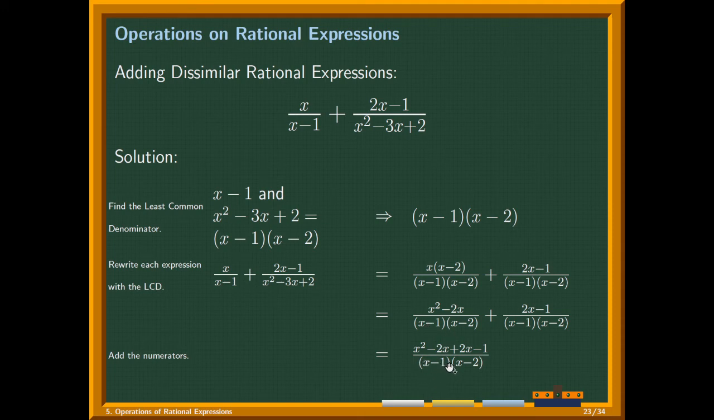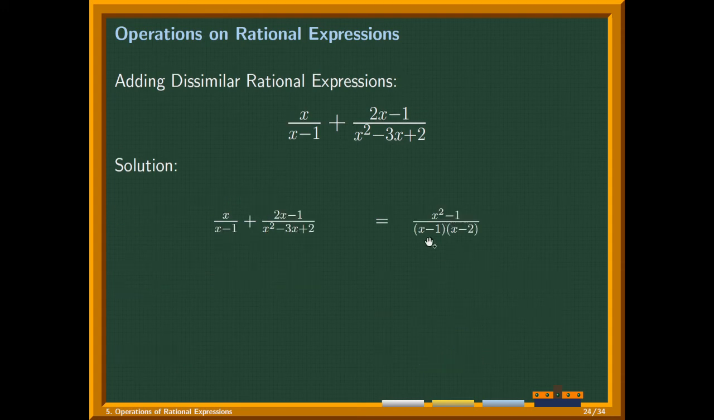We write the denominator: the quantity of x minus 1 times the quantity of x minus 2. And then we have x squared minus 2x, which is this, and then the plus sign, we just copy, plus 2x minus 1. Now we combine like terms. The like terms are negative 2x plus 2x. This will be neutralized, meaning 0. Negative 2x plus 2x is 0. So the remaining term is x squared minus 1 all over the LCD, which is the quantity of x minus 1 times the quantity of x minus 2.